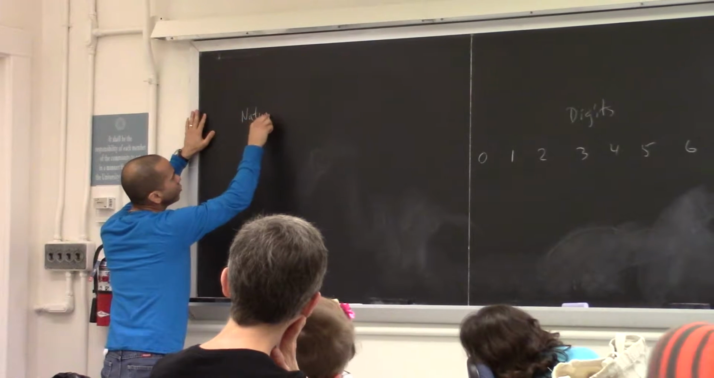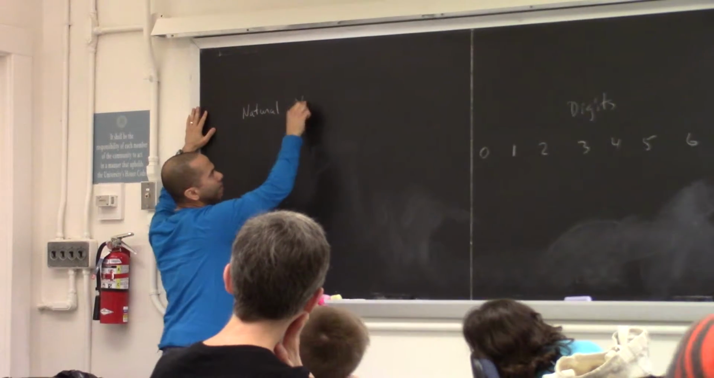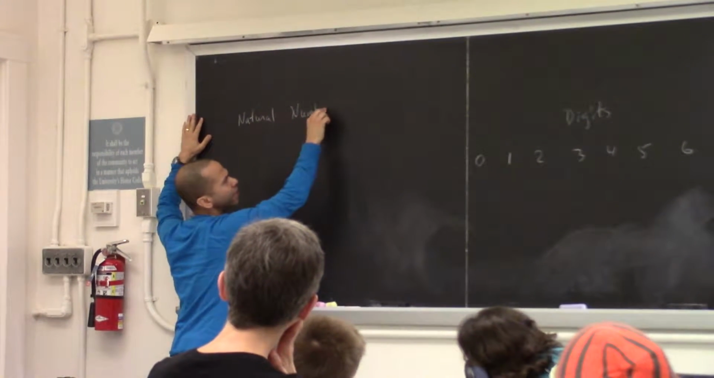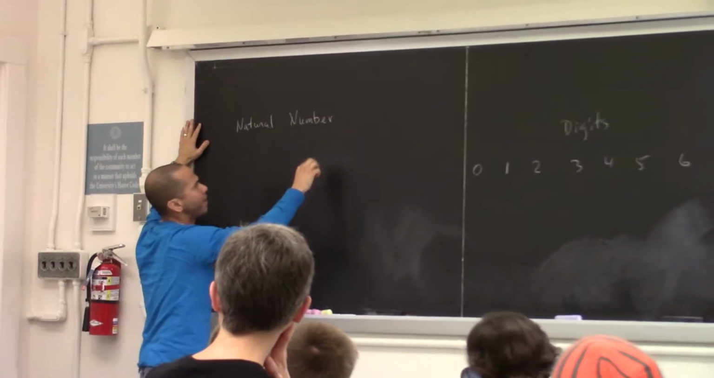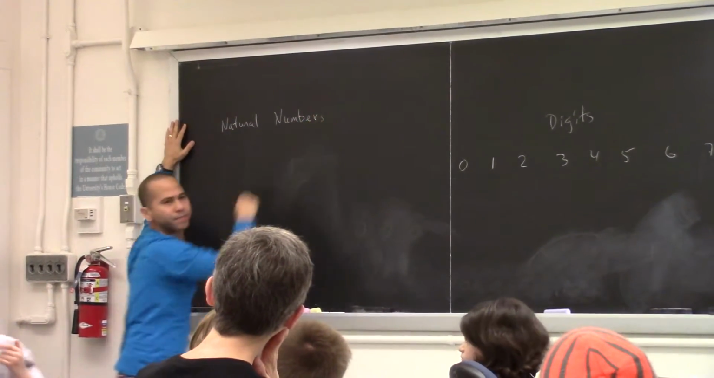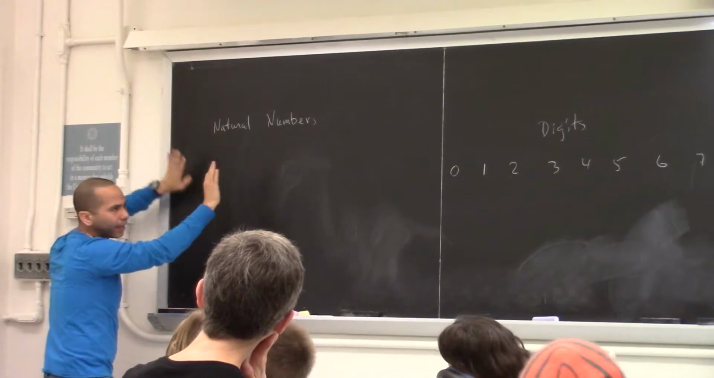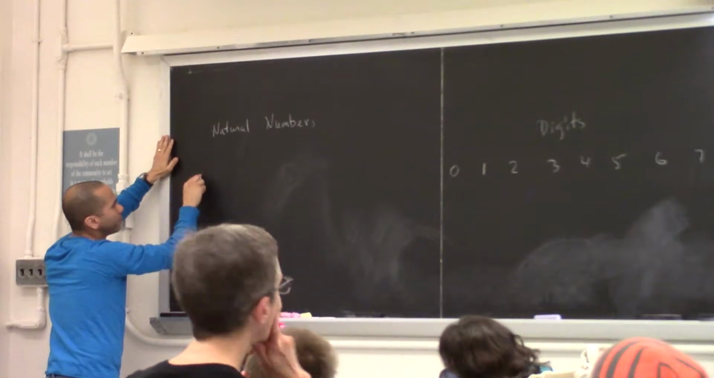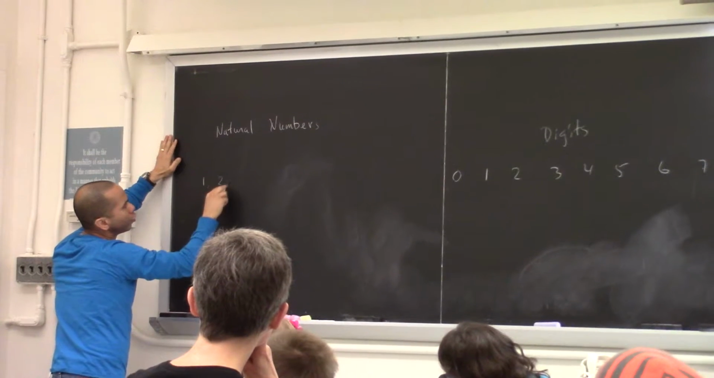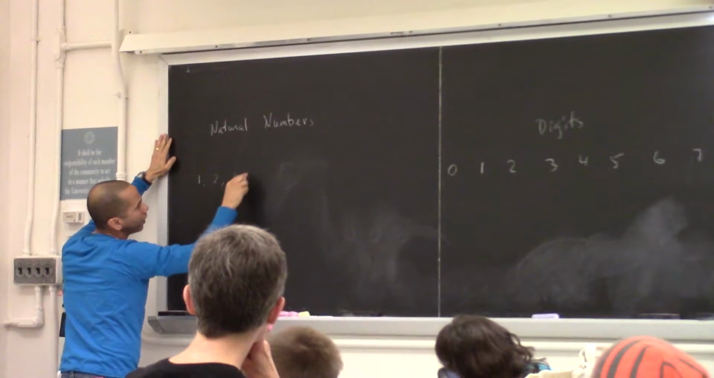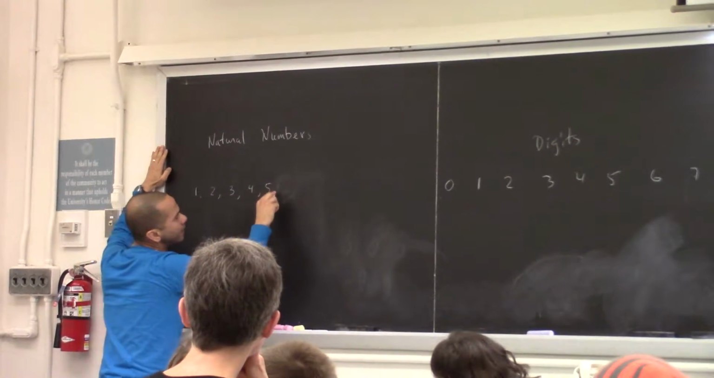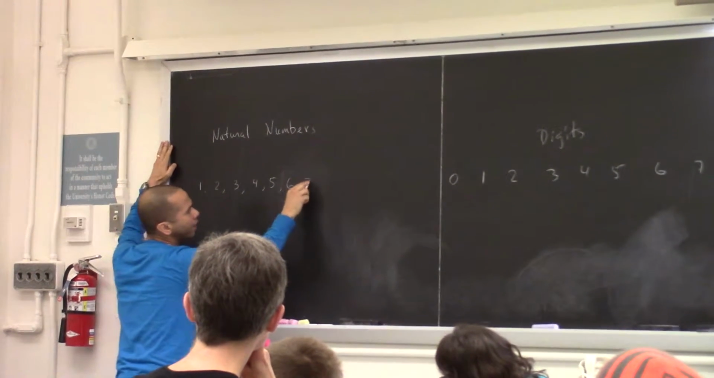I'm not going to count 0 as a natural number. Some mathematicians count it as a natural number, some don't. It doesn't really matter. It's just a matter of convention. Let's just consider the natural numbers to be 1, 2, 3, 4, 5, 6, and so on.